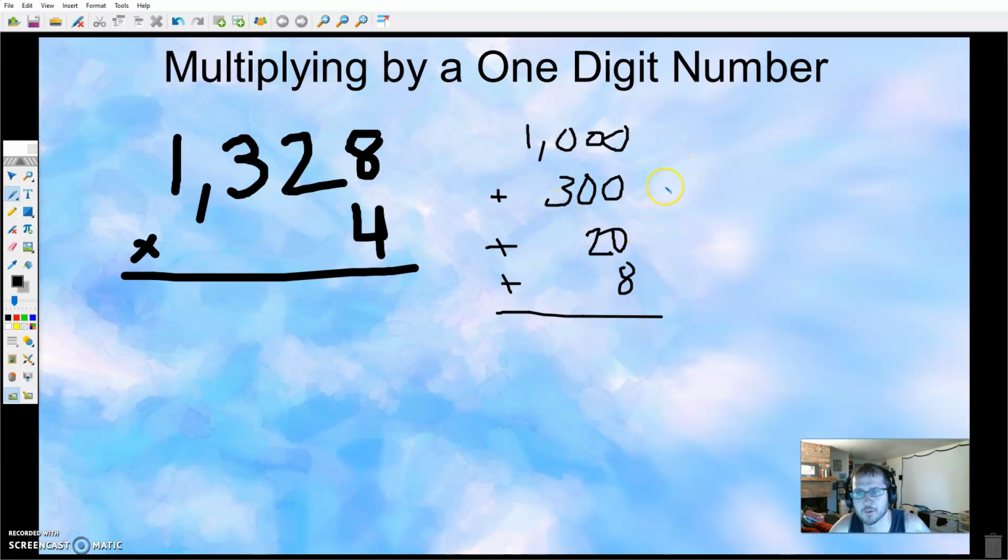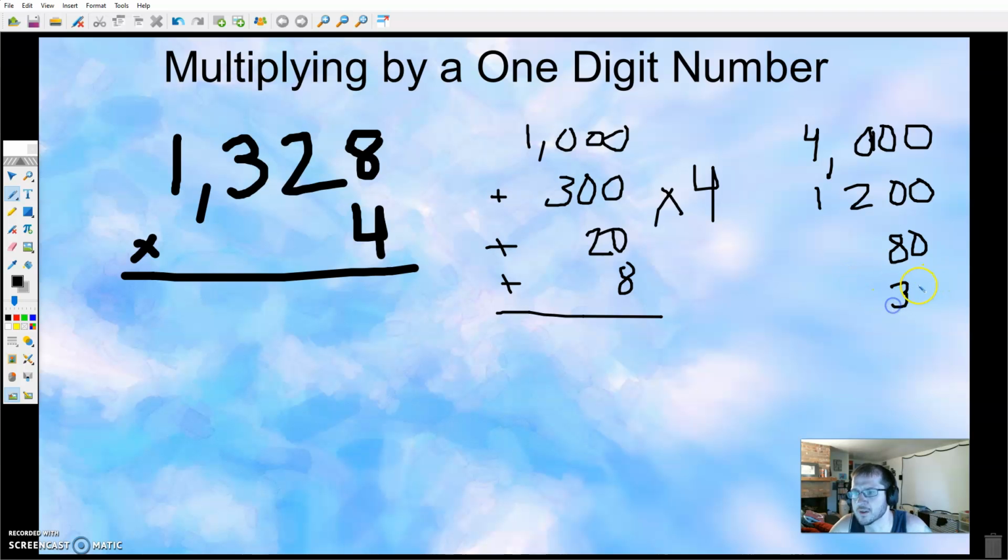So if we take that concept and multiply them all one at a time by 4: 1,000 times 4 is 4,000. 300 times 4, well, 3 times 4 is 12, so that would be 1,200. 2 times 4 is 8, so 20 times 4 is going to get us 80, and 8 times 4 is 32. So we now have our partial products. We put the number into expanded form and found the partial products by multiplying each one by 4, which is a lot simpler. Then all we need to do is add them all together.